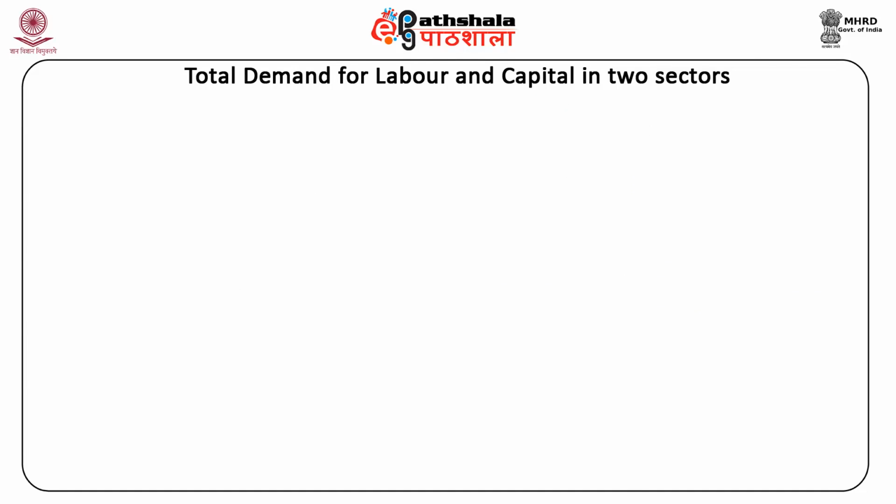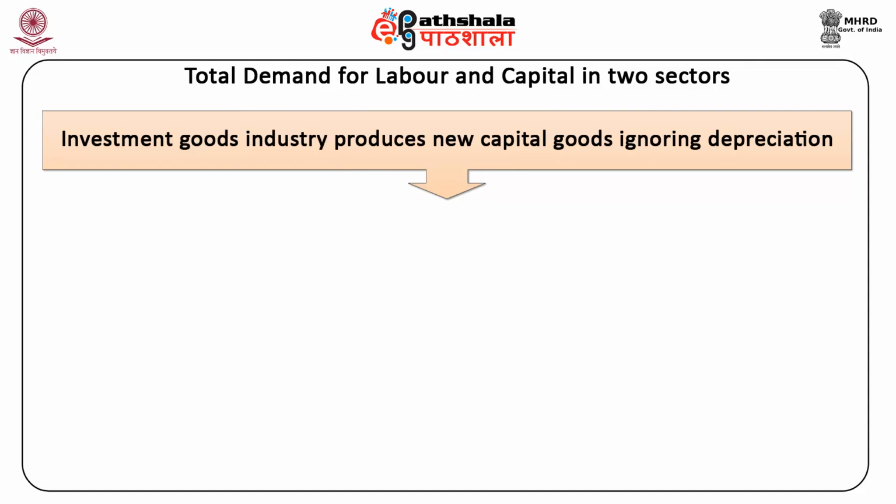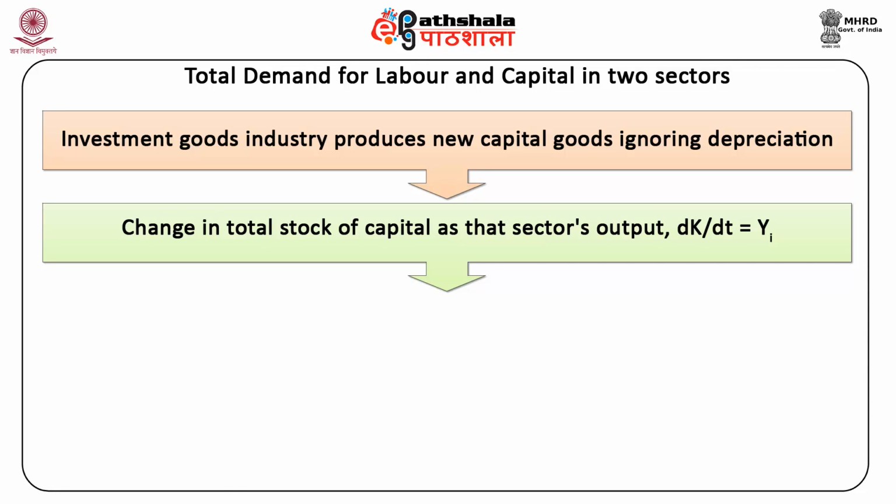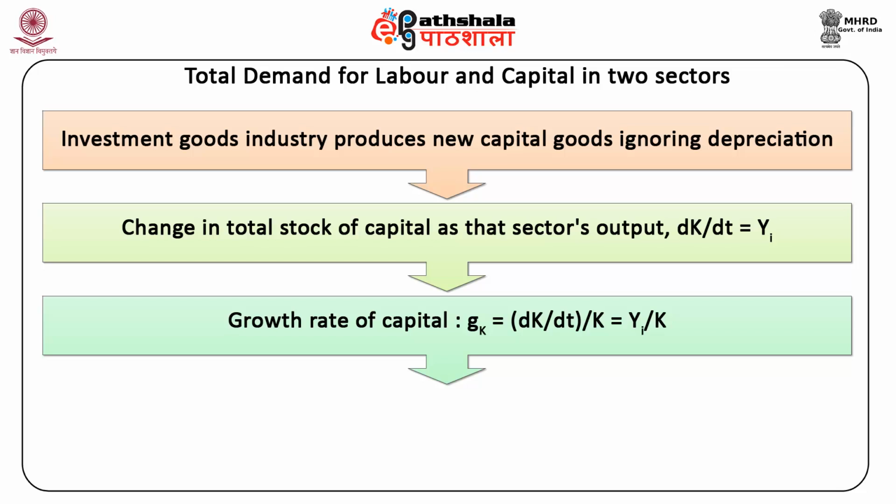Finally, as the investment goods industry produces all the new capital goods in the economy, then ignoring depreciation, we can define the change in total stock of capital as that sector's output, that is dK/dt is equal to Yi. So the growth rate of capital is Gk, which is equal to dK/dt divided by K, which is equal to Yi upon K.